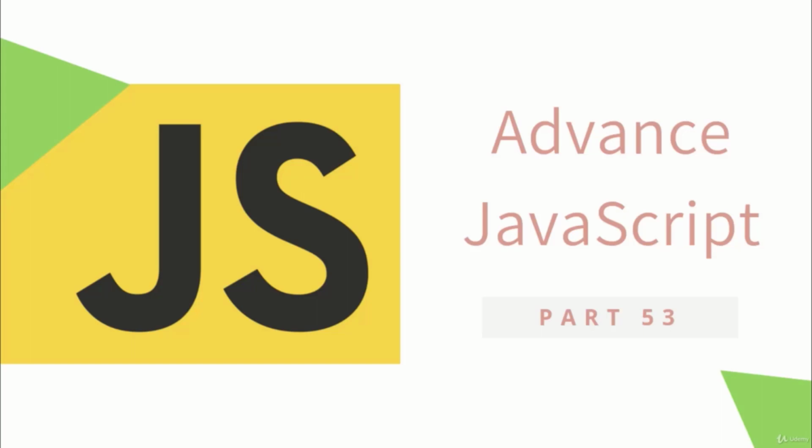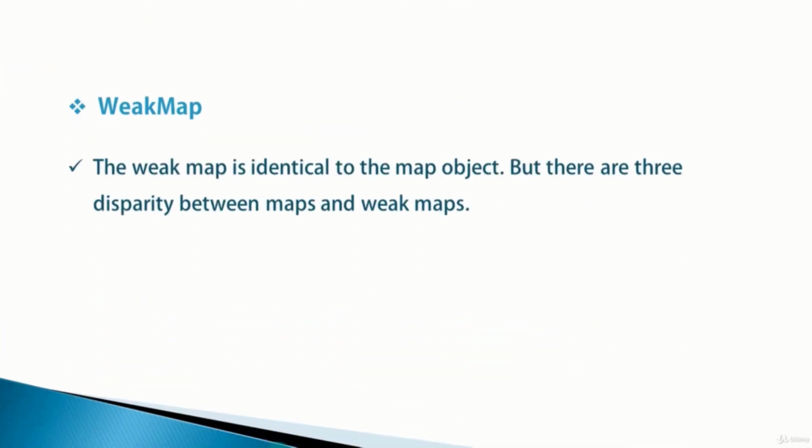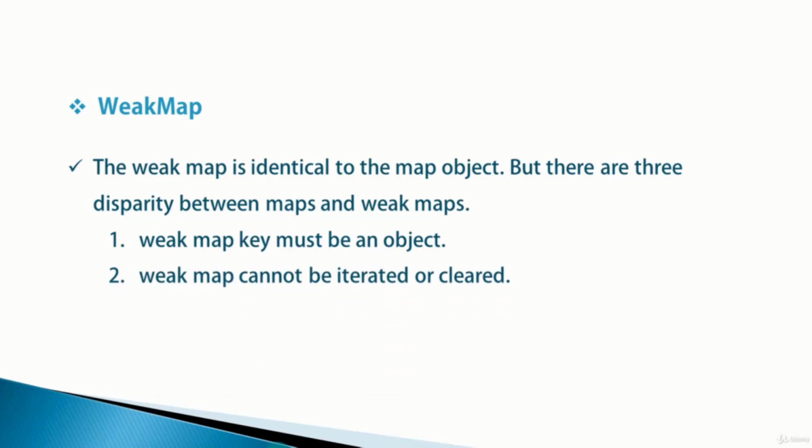As simple as that. In this tutorial, we will understand what a weak map is. In the previous lectures, we learned what a map is all about. Now in this lecture, we will explore the weak map. So what is a weak map? The weak map is identical to the map object, but there are three disparities between maps and weak maps. First, a weak map key must be an object. Second, a weak map cannot be iterated or cleared.